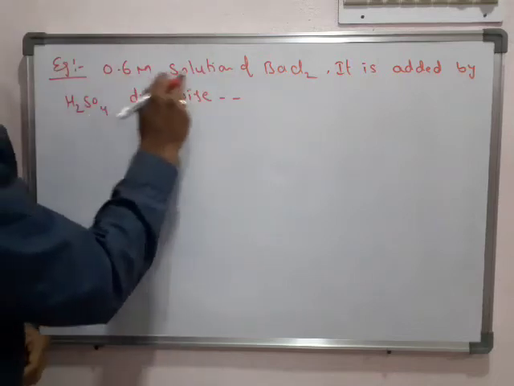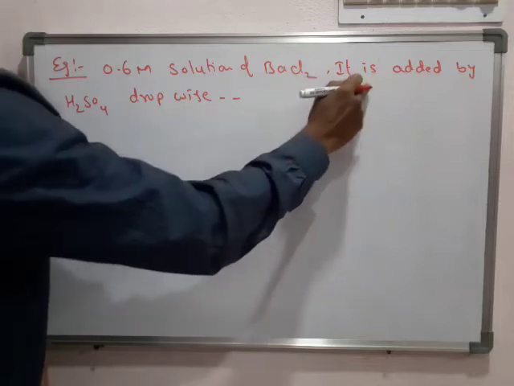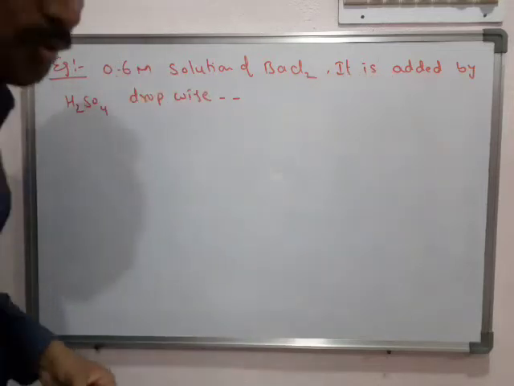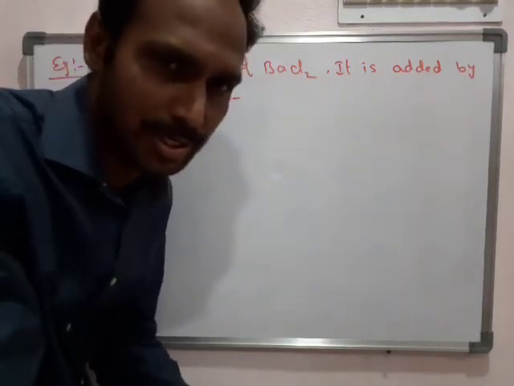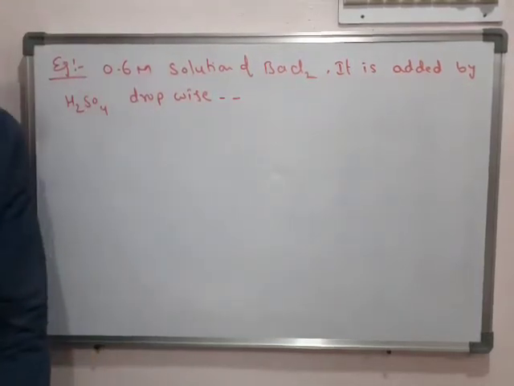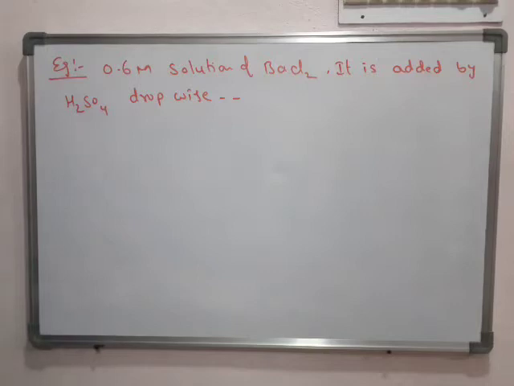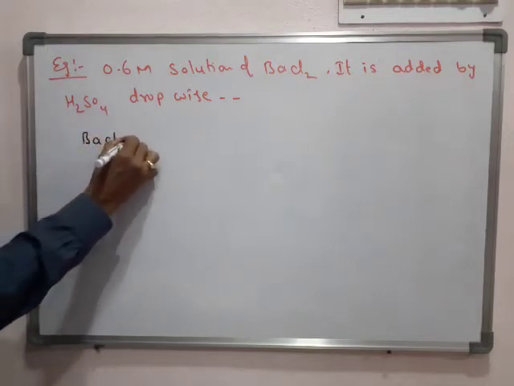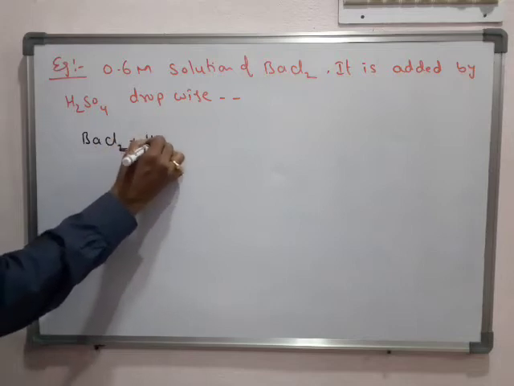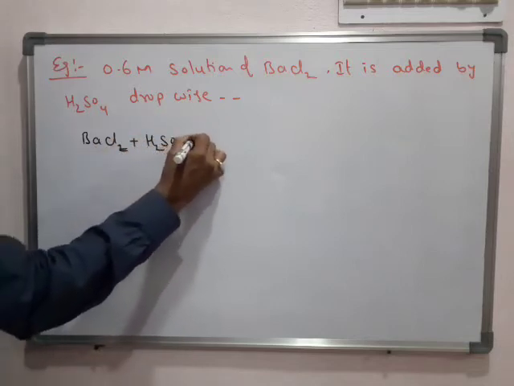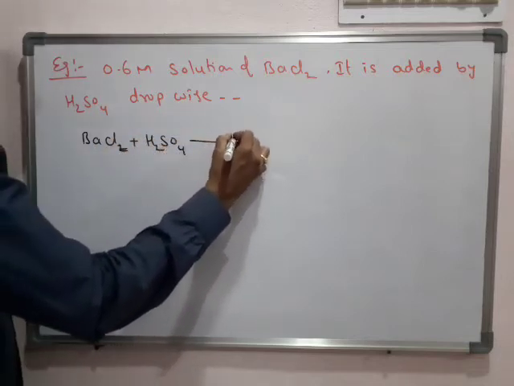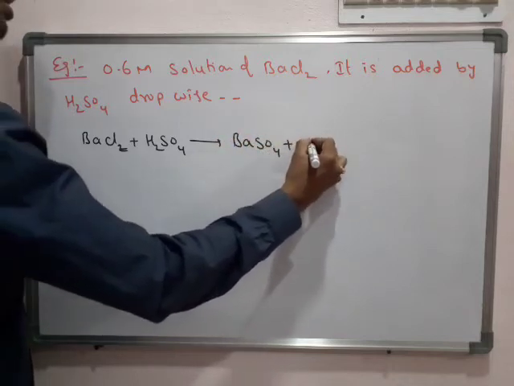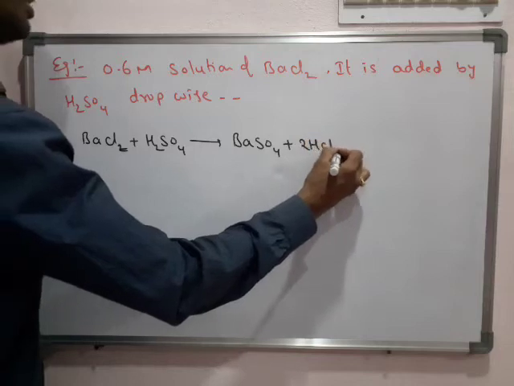Okay, 0.6 M solution of barium chloride is added by H2SO4 dropwise. So what happens? We know the reaction. What reaction takes place between them? Barium chloride reacts with sulfuric acid, and there is a formation of salt: barium sulfate and 2 moles of HCl.